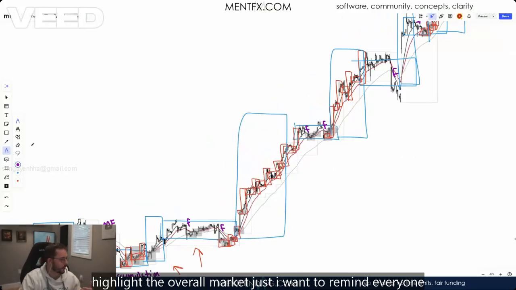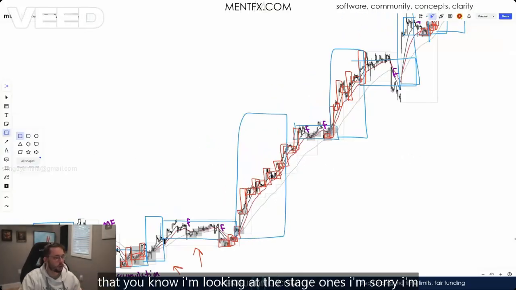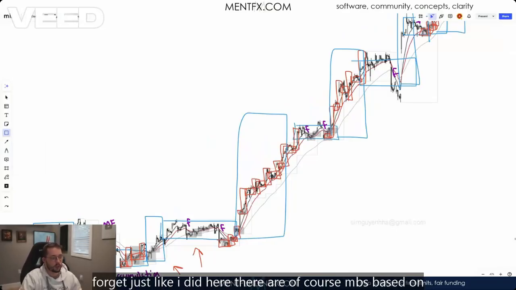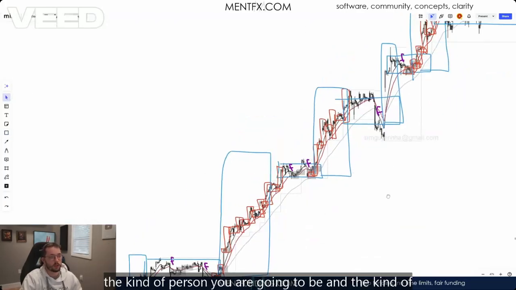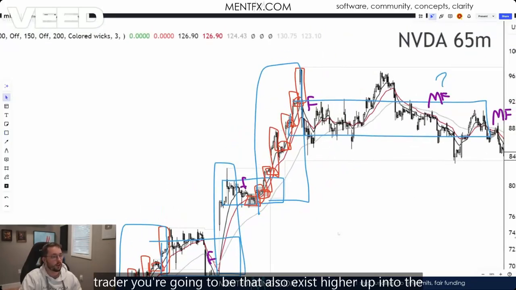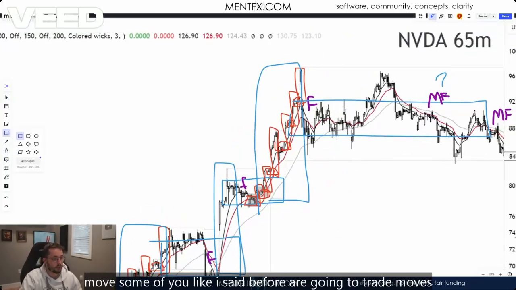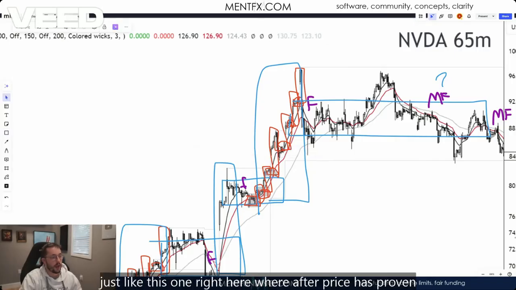Okay, so as we look at this, this is the general blueprint through which we would highlight the overall market. And I want to remind everyone that I'm looking at the stage 1s. I'm looking at the MBs within the larger stage 1s. But don't forget, there are of course MBs, based on the kind of trader you're going to be, that also exist higher up into the move. Some of you, like I said before, are going to trade moves just like this one right here, where after price has proven itself, you'll enter and look to take smaller scalps or smaller moves out of the market.